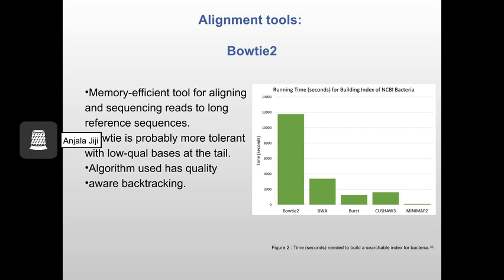One of the alignment tools that I'm going to use for this experiment is called Bowtie2. Bowtie2 is a memory efficient tool for aligning and sequencing. One of the main benefits of Bowtie is that it is more tolerant to low quality bases. But as you can see on your right, the time used for Bowtie analysis is too much compared to all the other software.